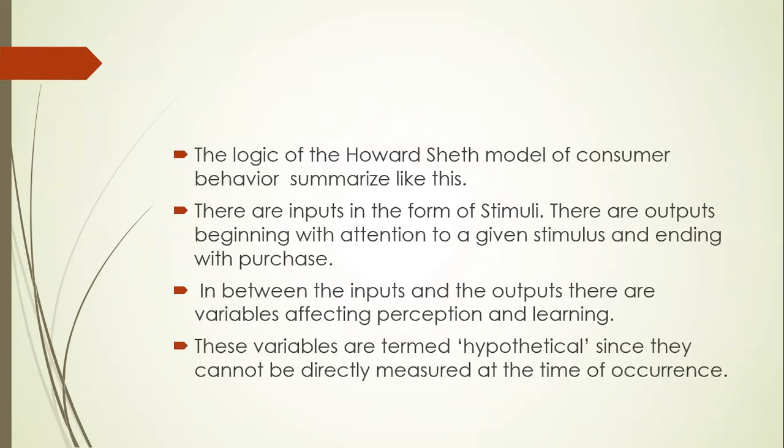So the logic of Howard-Sheth model of consumer behavior summarizes like this. Inputs in the form of stimuli, and there are outputs beginning with attention to a given stimulus and ending with purchases. And in this input and output, there are some variables affecting the perception and learning. So perception, how a consumer perceives, and the learning by the consumer. And these variables are termed as hypothetical because they cannot be directly measured at the time of occurrence.